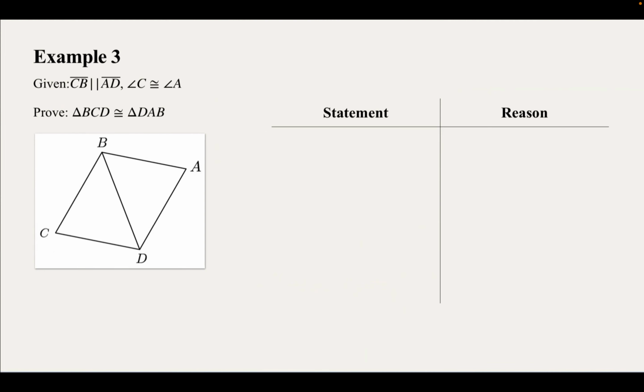Let's try another one. I'm going to start off by putting my givens. CB is parallel to AD. And angle C is congruent to angle A.